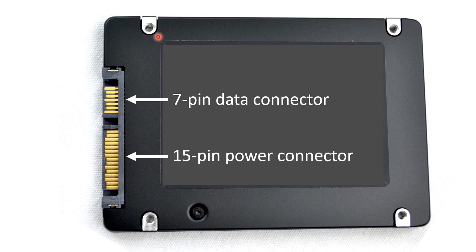Now here we have a 2.5-inch solid-state drive, also SATA, so it has the same types of connectors, 7-pin data and 15-pin power. And they have vertical tabs in the center so that you know how to orient the cables when you connect them.